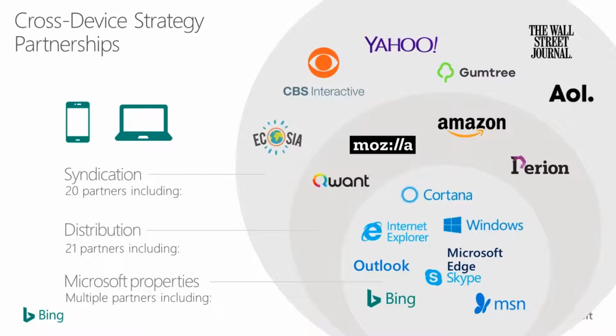Within Bing, your ads can serve on not just our owned and operated sites, but also some of those of our key partners, such as Yahoo, AOL, Amazon, and Apple. Also, our high-quality syndication partners include CBS Interactive and the Wall Street Journal. Those are also a key component of our growing reach.